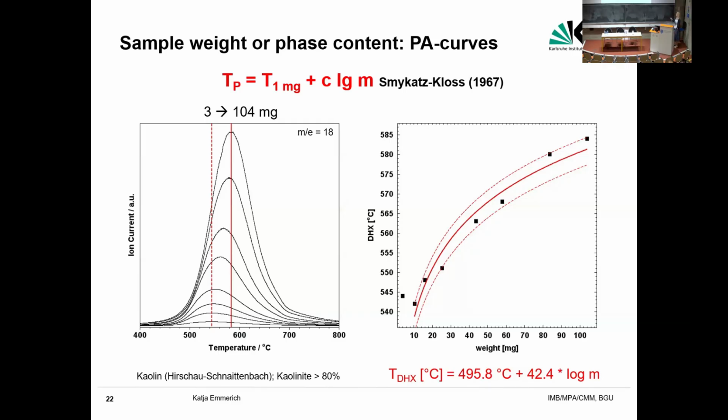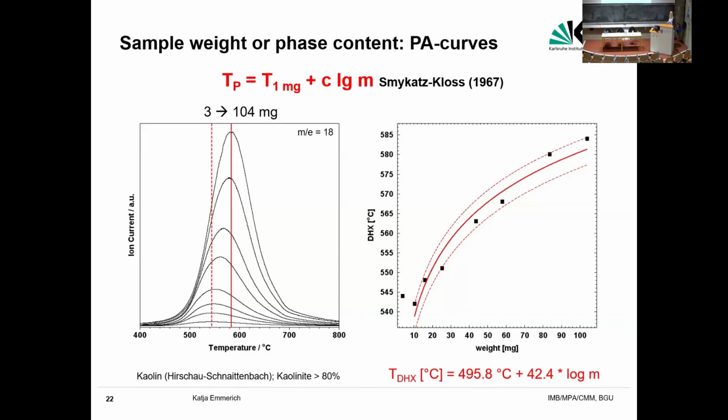And this was reported by Smykatz-Kloss, and this logarithmic dependency is called Probenmengenabhängigkeitskurve. This is a German word. There is no English translation. It means dependency on the sample weight. And the English abbreviation is derived from the German word. So that's why these curves are PA curves. Yes?